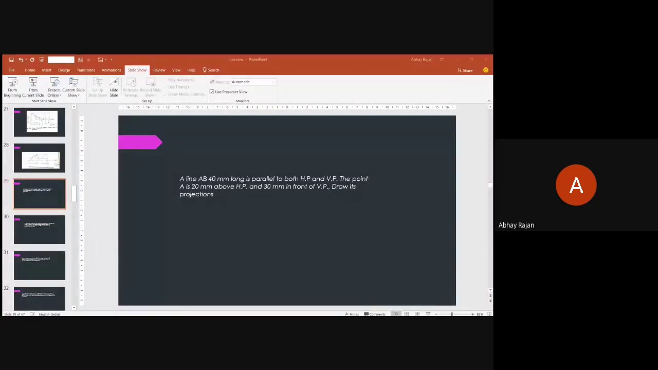So the line AB is 40 mm long and is parallel to both HP and VP. So once it is parallel to both HP and VP, how will the front view and top view be? The front view and top view will be like, Navanita, Prakash.